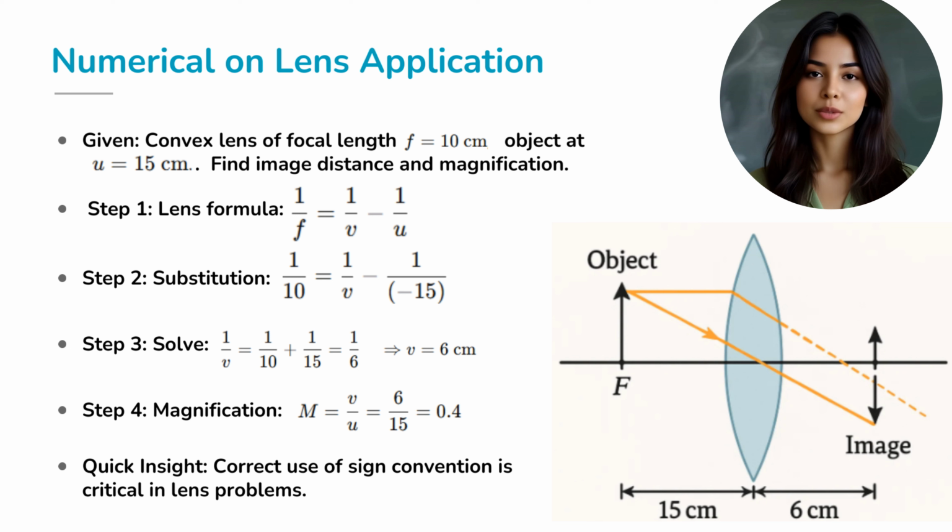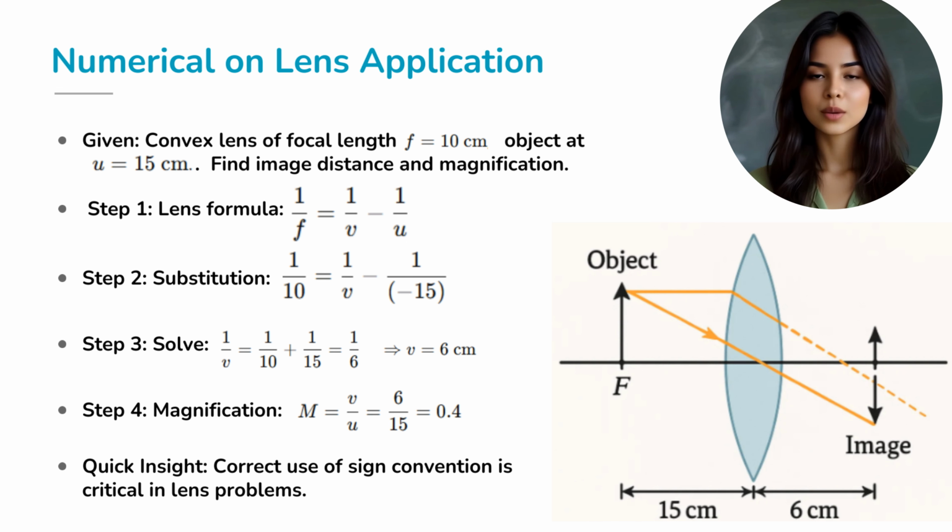Step 2. Substitution. Now, let's substitute the values. 1 divided by 10 equals 1 divided by v minus 1 divided by negative 15. This is a simple substitution step where we insert f equals 10 centimeters and u equals negative 15 centimeters. Step 3. Solve. We can now solve for v, the image distance.